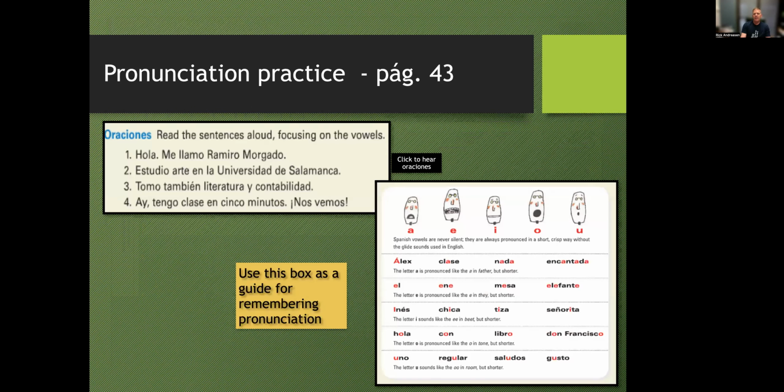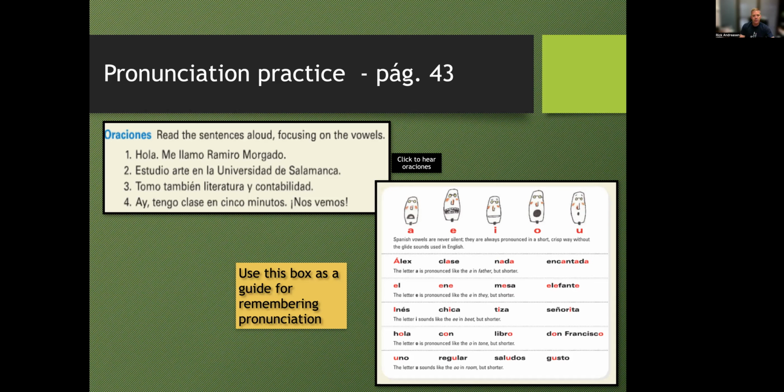All right, we're going to do some pronunciation again. I'm going to have a recording that's going to read the 4 sentences here in this box on the left, and I want you to repeat after the recording. Oraciones. Read the sentences aloud after the speaker, focusing on the vowels.